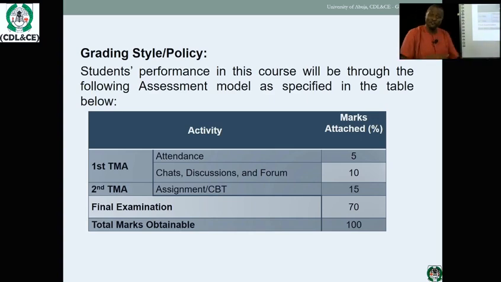Then your final exam will take 70%. If you are able to get all 30 plus 70, it will give you 100%. Which I hope all my students will have, 100% in their scores. And I will not be happy with any student who scored below the pass mark. Please.